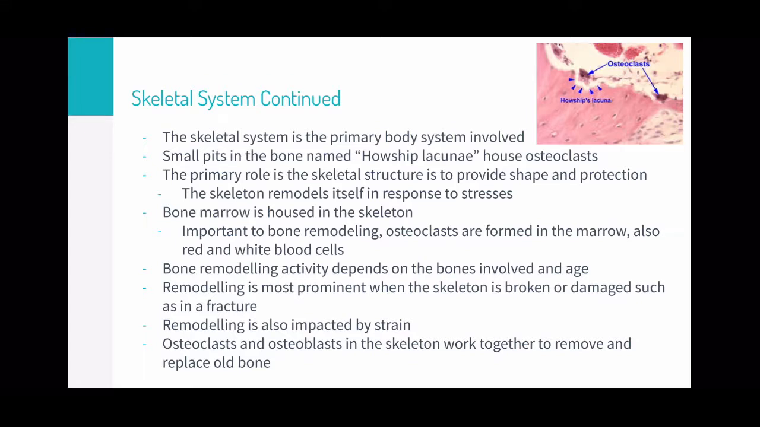Bone marrow is housed within the skeleton. Important to bone remodeling, osteoclasts are formed in the marrow as well as red and white blood cells. Bone remodeling activity depends on the bones involved and age of the individual. Remodeling is most prominent when the skeleton is broken or damaged, such as within a fracture. Remodeling is also impacted by strain. Osteoclasts and osteoblasts both work together to remove and replace old and damaged bone.